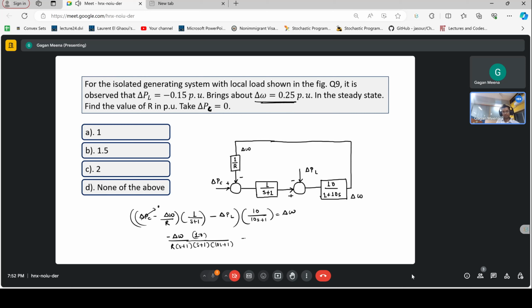In steady state, limit s tends to 0. So this is 0, this is 0, this is 0. Delta omega in steady state is equal to minus 10 delta PL divided by 1 plus 10 by R.